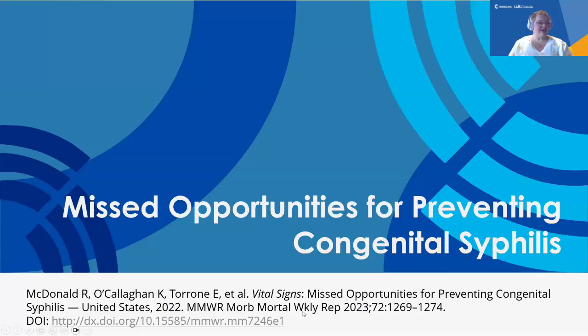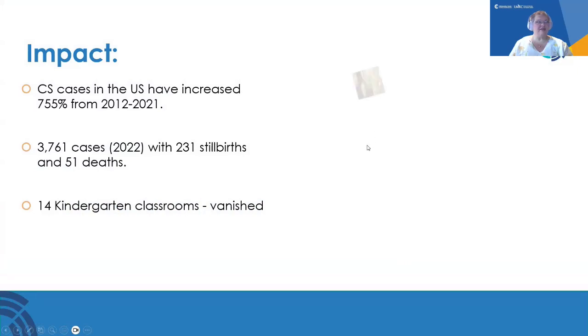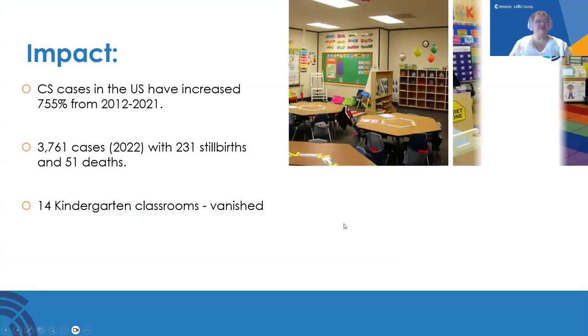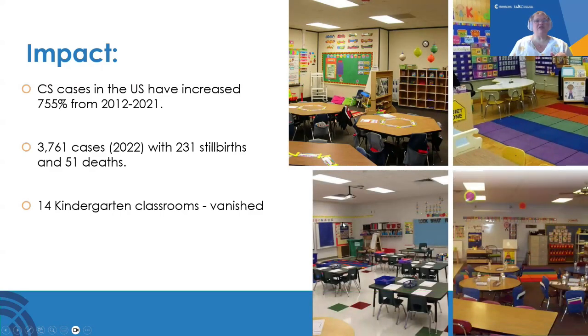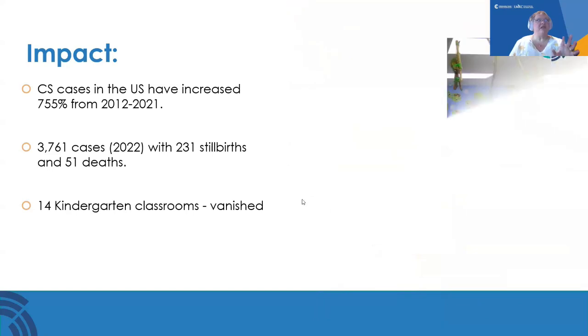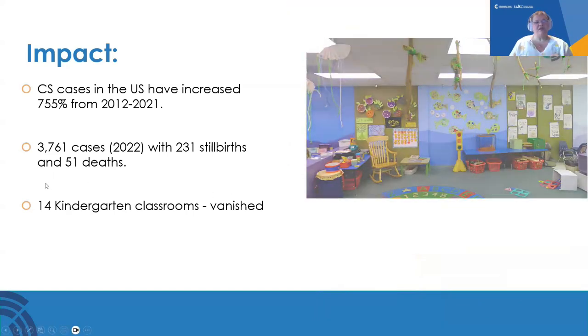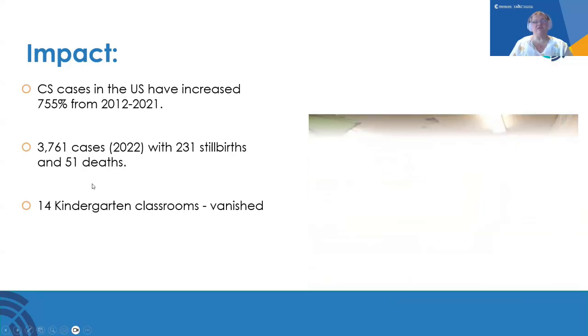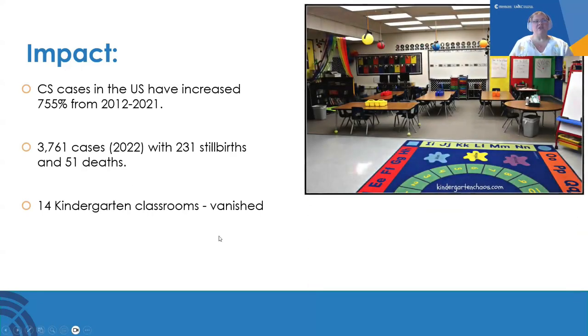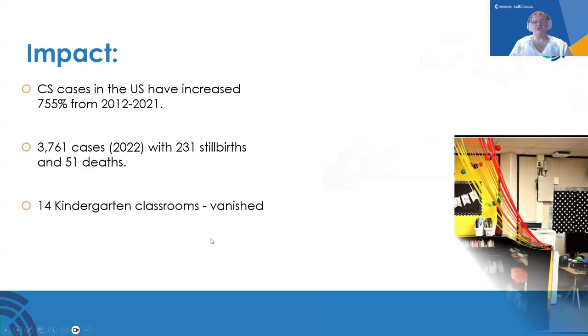At the end of last year, in the MMWR, CDC published the missed opportunities for preventing congenital syphilis. And so the impact is that congenital syphilis in the United States, as we talked about, had increased 755% in the last 9 years. That means that we've had 3,761 cases with 231 stillbirths and 51 deaths. Imagine if 14 kindergarten classrooms just vanished.